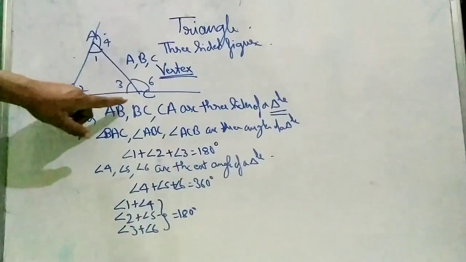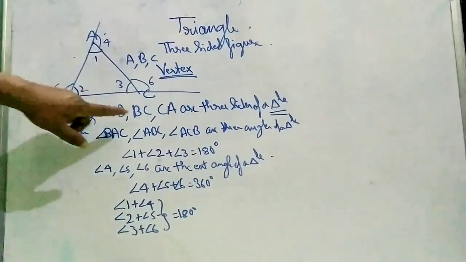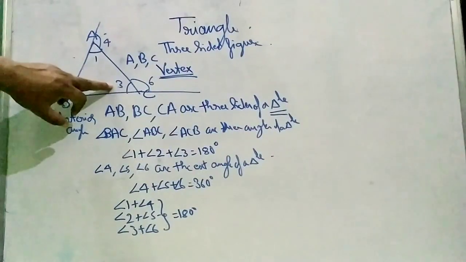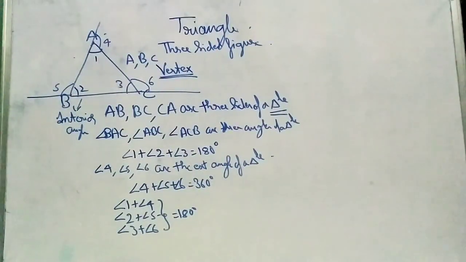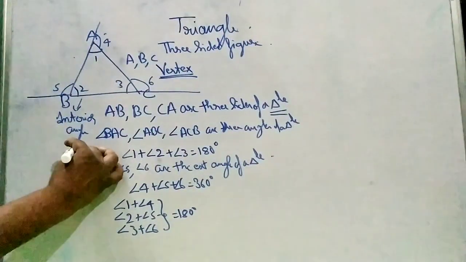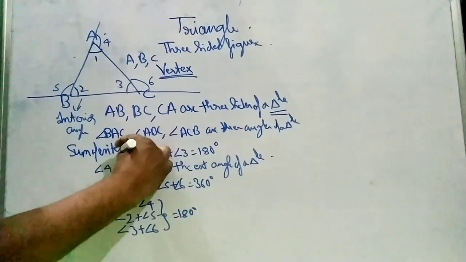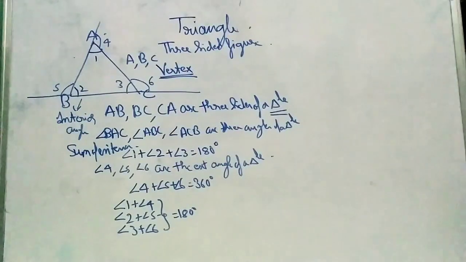Angle ABC is the second one. Angle ACB is the third one. I have marked them as 1, 2 and 3. The sum of the interior angles of a triangle is always equal to 180 degrees. So, angle 1 plus angle 2 plus angle 3 is equal to 180 degrees.